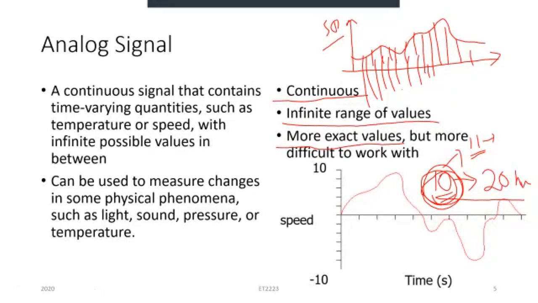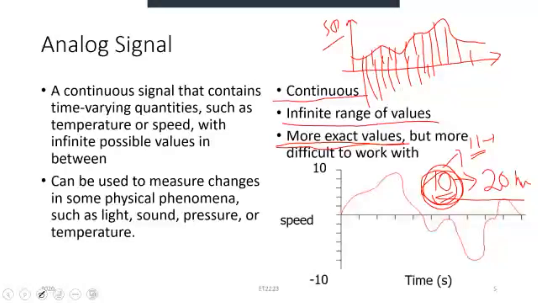But the reality is the speed is not going to be like that. It is not going to be 10, then 11 and 12. It is going to go through all those infinite ranges, and the actual signal is going to have these more exact values. So that is the point about analog signals.